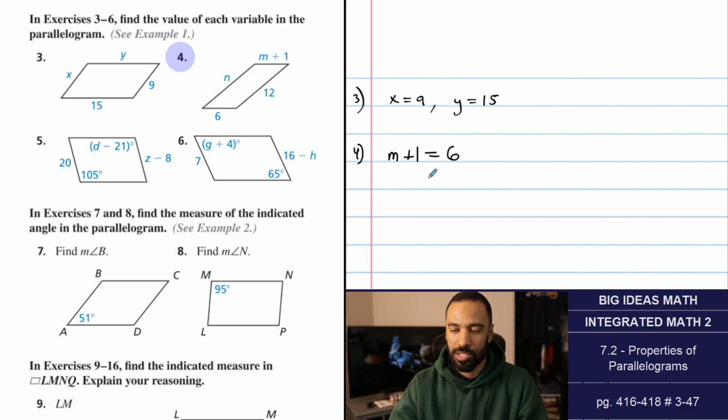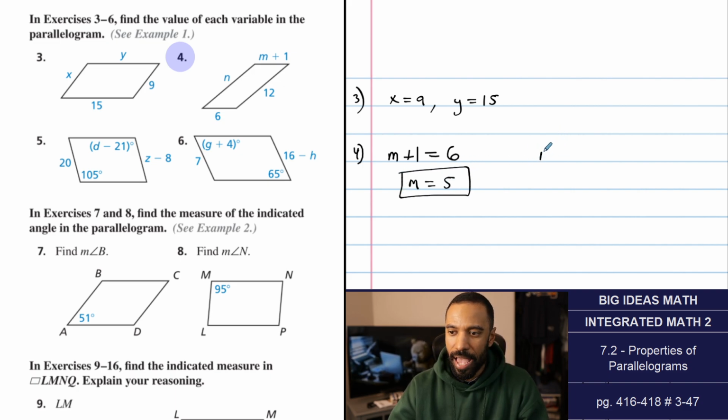All right, m plus 1 is 6. I was using the wrong kind of pen there. So m is 5 if you subtract 1 from both sides. N is 12, straight up. Opposite sides congruent once more.